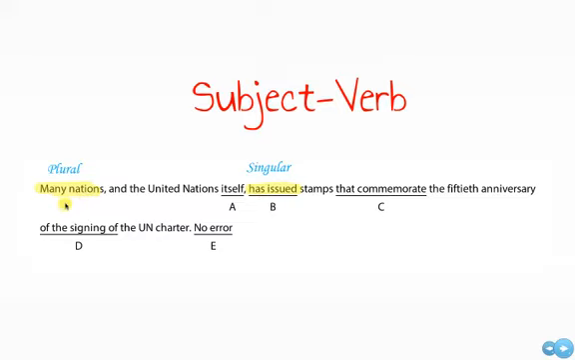In this case, from the official SAT problem, we have "many nations, and the United Nations itself has issued stamps that commemorate the 50th anniversary of the signing of the UN Charter." Now here, the subject is many nations, which is plural. But the verb is actually "has issued," right? And that's singular. You would never say "many nations has issued." That just sounds weird, and it's also wrong. And so therefore, this "has issued" needs to be changed to "have issued."